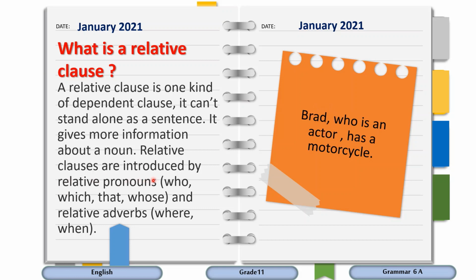Relative clauses are introduced by relative pronouns: who, which, that, whose. This is what we call the relative pronouns. And relative adverbs, where and when.